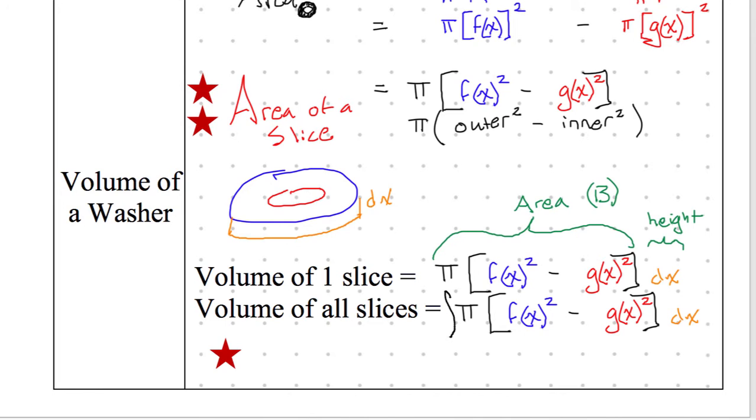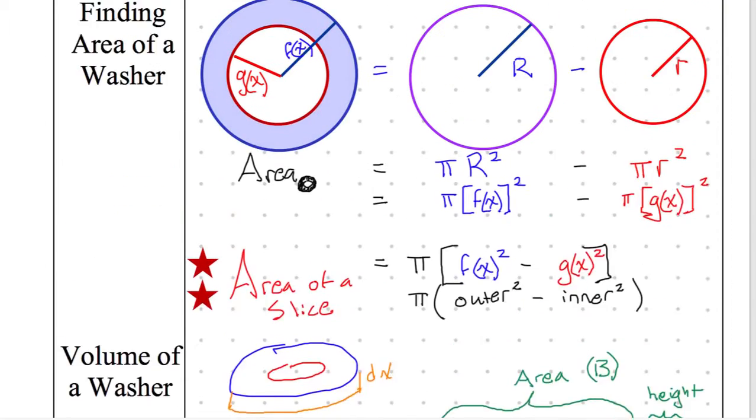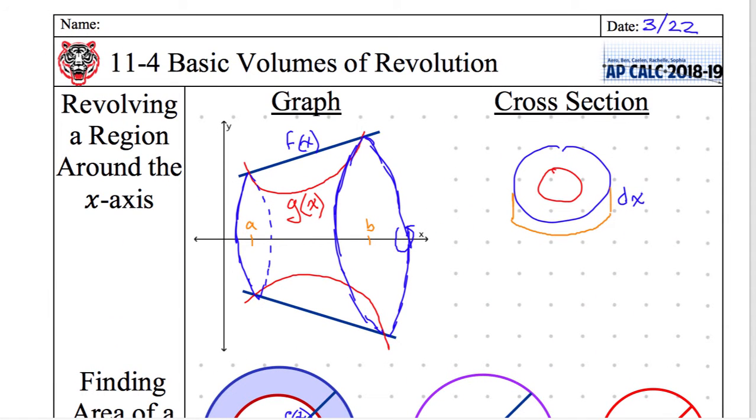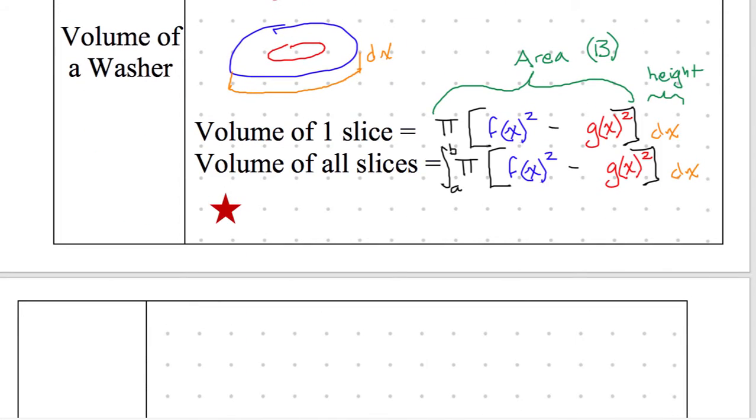From where to where? From A to B. Because we defined that at the very beginning, our intersection from A to B. And notice that the intersection always matches with what you're rotating around. So A was on the x-axis and we're revolving around the x-axis. That means if I was rotating around the y-axis, I need points up here on the y-axis. That'll be important for later.